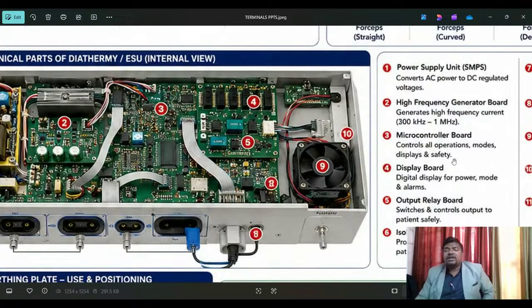the microcontroller board controls all operation modes, display, and safety. That is the third point. This microcontroller board is the main important part, and every function, operation, and software depends on it. This software may get damaged very rarely, in very few cases, even after using it for more than 2, 3, 4, or 5 years. Some equipment gets physically damaged but does not have this problem. This is the microcontroller problem.